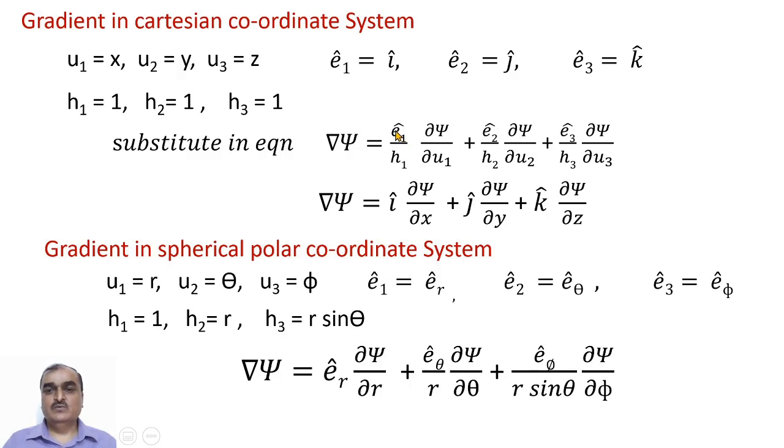That e1 is equal to er cap, e2 is equal to e theta cap, e3 cap is equal to e phi cap. h1 is equal to 1, h2 is equal to r, h3 is equal to r sin theta. u1 is equal to r, u2 is equal to theta, and u3 is equal to phi. Then we get this expression. This is the expression for gradient in the spherical polar coordinate system.